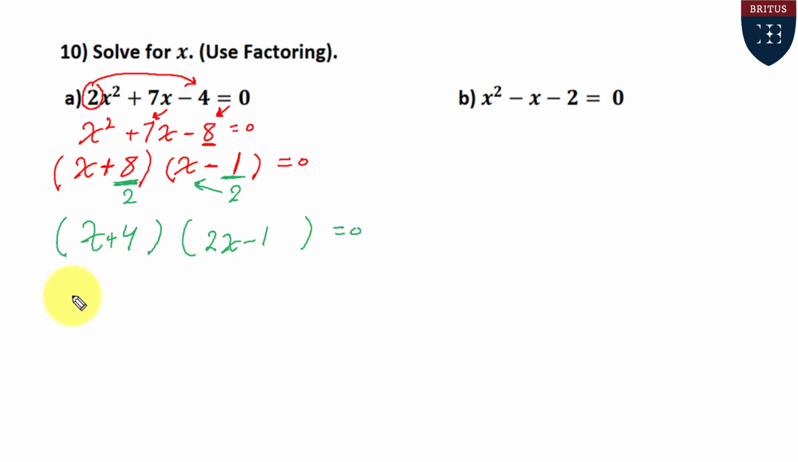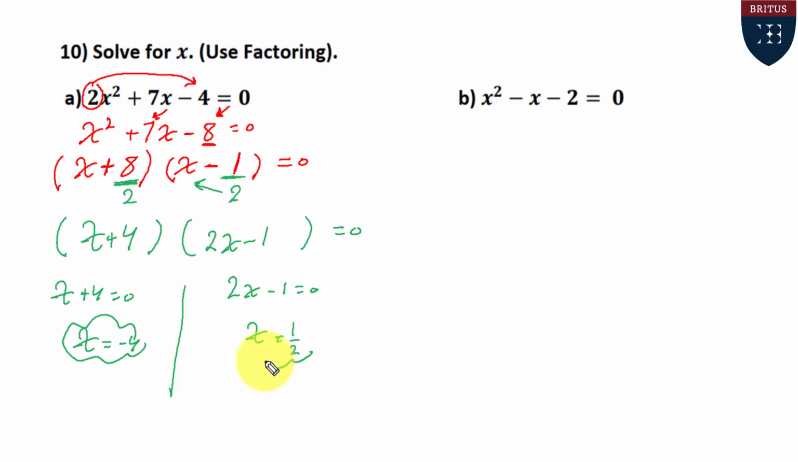Now we have two factors. x plus 4 equals 0, and 2x minus 1 equals 0. Just solve the two equations, and we get x equals negative 4 and x equals 1/2. It's easy to solve. But we have another way.